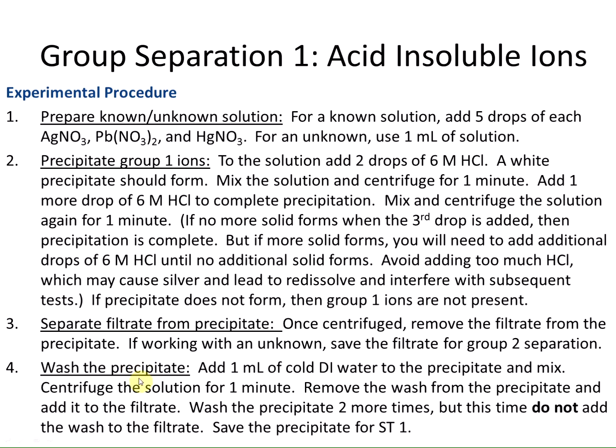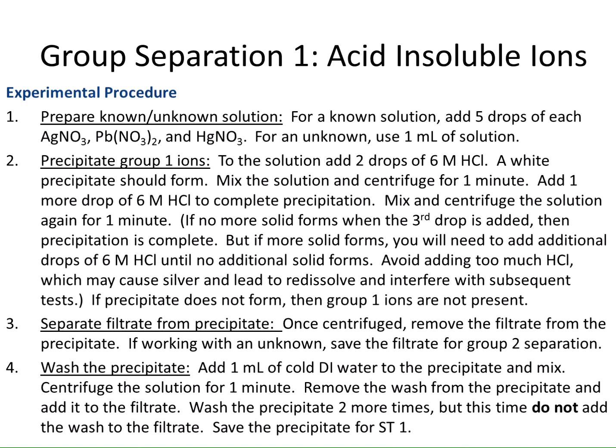Then wash the precipitate, so wash the solid. So you're going to get rid of any extra things that may be left on the solid. And you do this by adding 1 ml of cold deionized water to the precipitate and mix. And remember, the DI water is the water in the back of the room with the spring-loaded handle. So you have to twist the knob and hold it open for the water to flow.